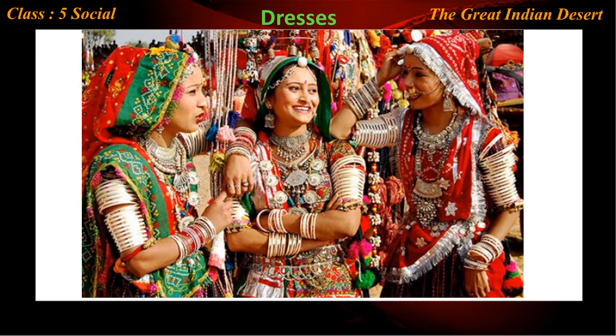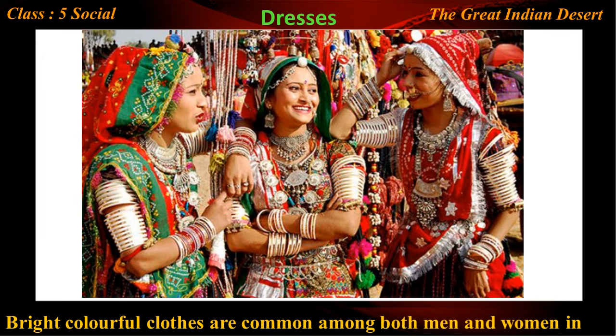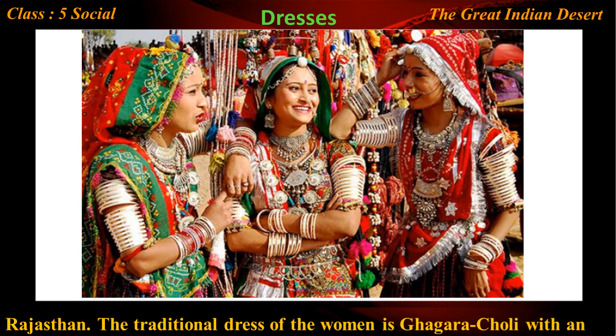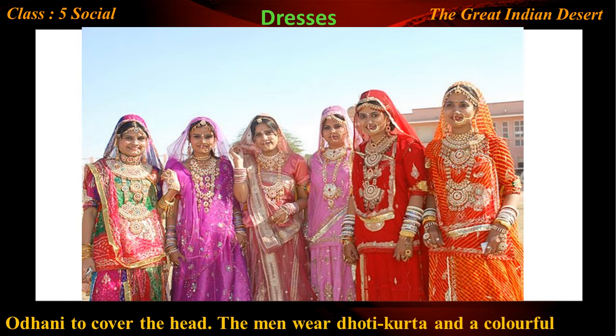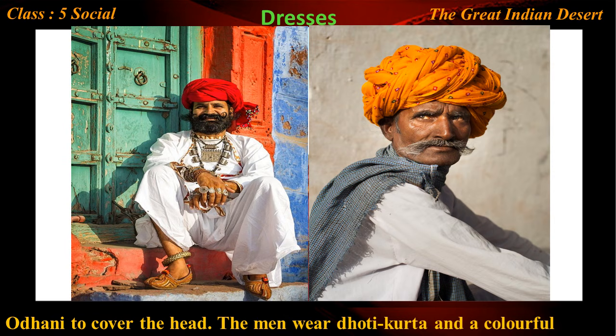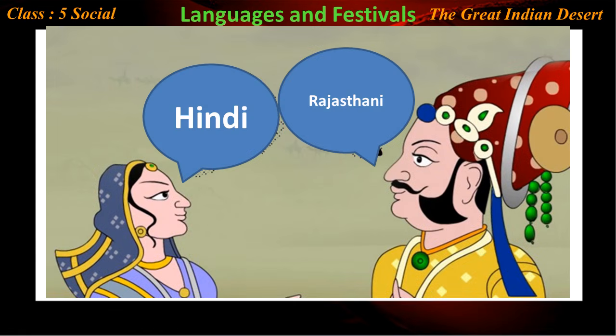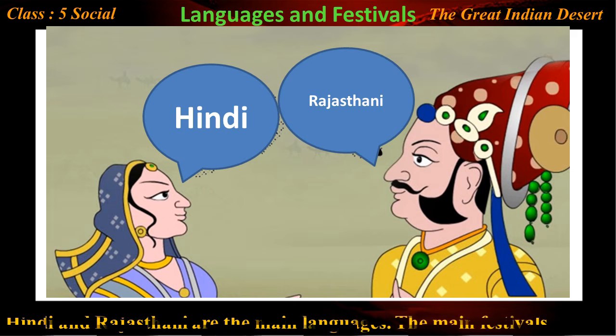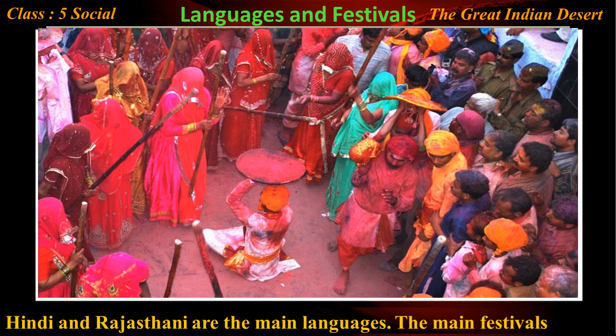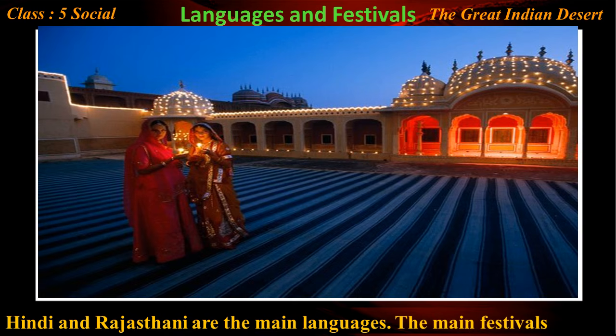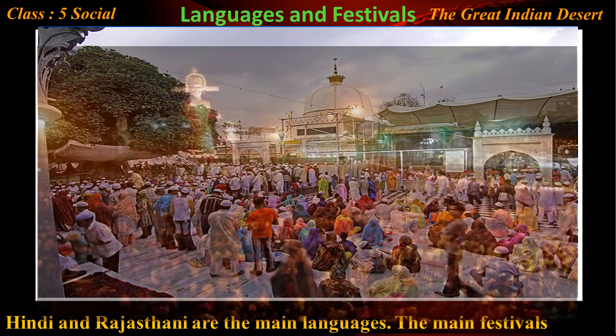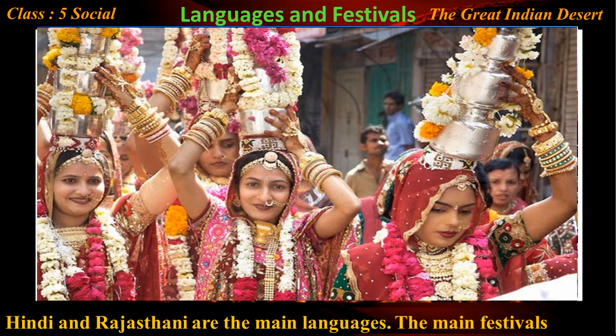Dresses. Bright colorful clothes are common among both men and women in Rajasthan. The traditional dress of the women is ghagra choli with an odhani to cover the head. The men wear dhoti kurta and a colorful turban. Languages and festivals. Hindi and Rajasthani are the main languages. The main festivals celebrated in Rajasthan are Holi, Diwali, Eid, Dashahra, Gangaur, and Tej.